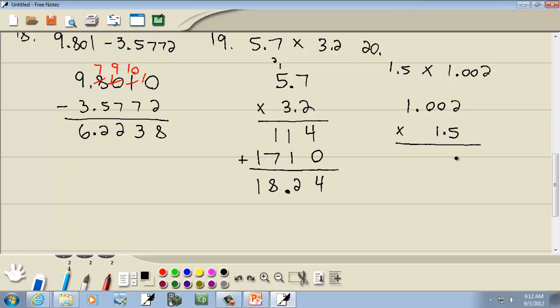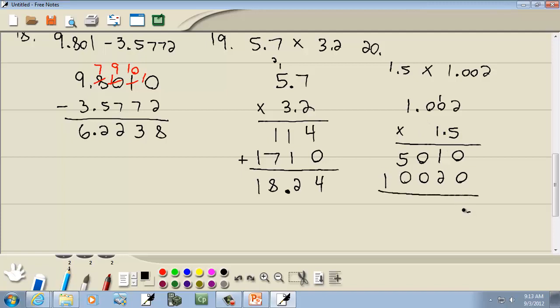5 times 2 is 10. So put the 0, carry the 1. 5 times 0 is 0, plus 1 gives me 1. 5 times 0 is 0. 5 times 1 is 5. Go over to my next digit. So I'll put a 0 placeholder here. 1 times 2 is 2. 1 times 0 is 0. 1 times 0 is 0. 1 times 1 is 1.